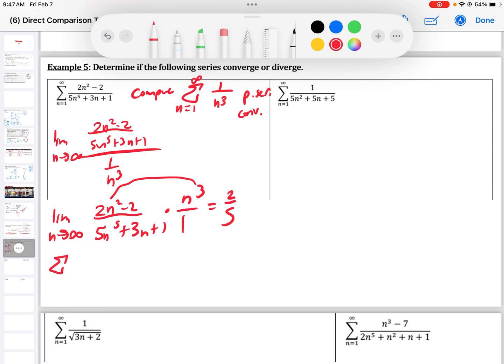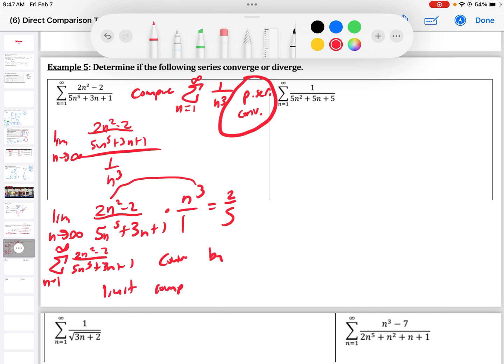So my original series, I'm just going to say, I guess I'll write it out. This is going to behave the same way as the one I'm comparing it to. So since that thing converges, this thing converges by the limit comparison test. Do you need to write that this is positive and finite? I don't think so, as long as you show it. And then as long as you say that this also converges, and how you know, you should be fine.